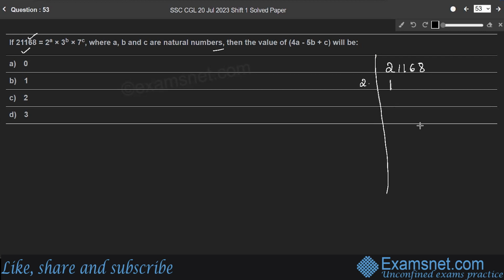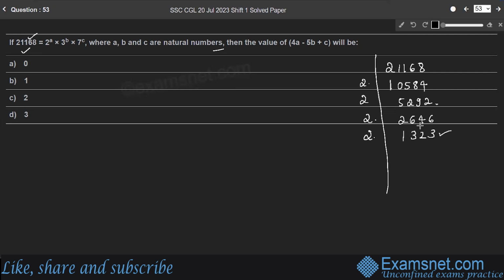So 2 into 1. Then 2 into 5, 2 into 8, 2 into 4, right? Again with 2. So 2 into 5, 2 into 2, 2 into 9 is 18, 2 into 2, right? Try with 2 since the number is an even number. 2 into 2 is 4, 2 into 6, then 2 into 4, 2 into 6. Again 2, 2 into 1, 2 into 3, 2 into 2. Again with 2, 2 into 3. So the number ends with 3.